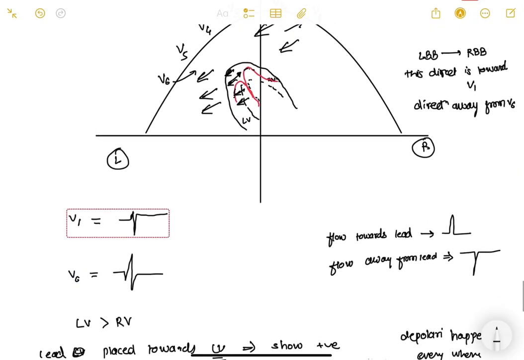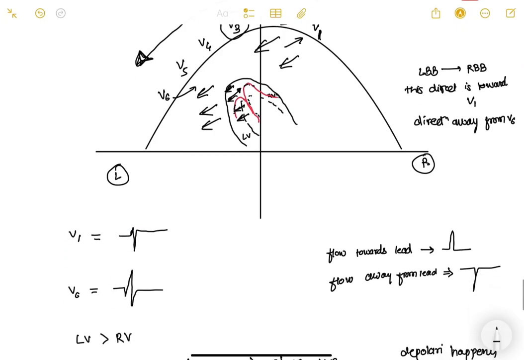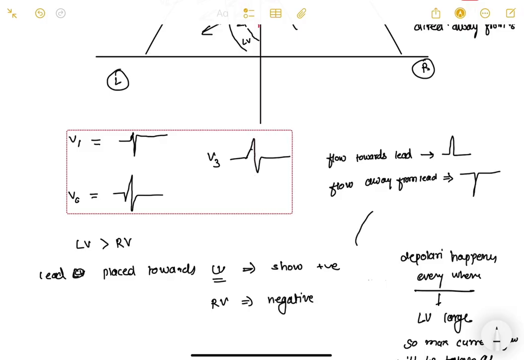Let's assume that from V1 to V6, if we are traveling like this, there must be some intermediate or middle point. The middle point is V3, where there is equal activity on both sides. I hope you got this point. Now let's start with the LBB pattern.